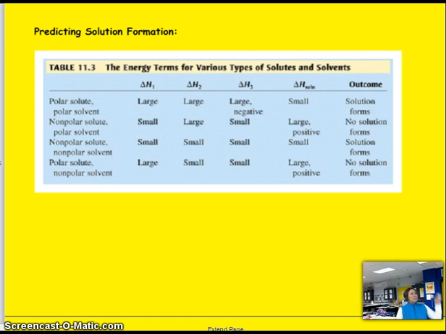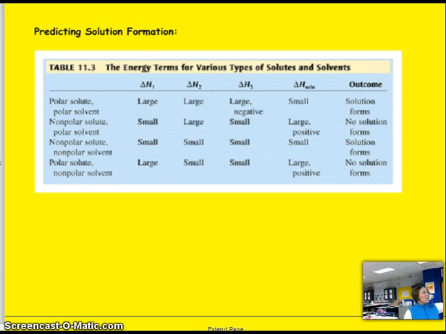Okay? So this table summarizes or allows you to predict solution formation. If you have a polar solute, then it requires a lot of energy to separate that solute. If you have a polar solvent, it requires a lot of energy to separate that solvent. But they mix together and release a lot of energy. So delta H of the solution will be small but negative and the solution will form.